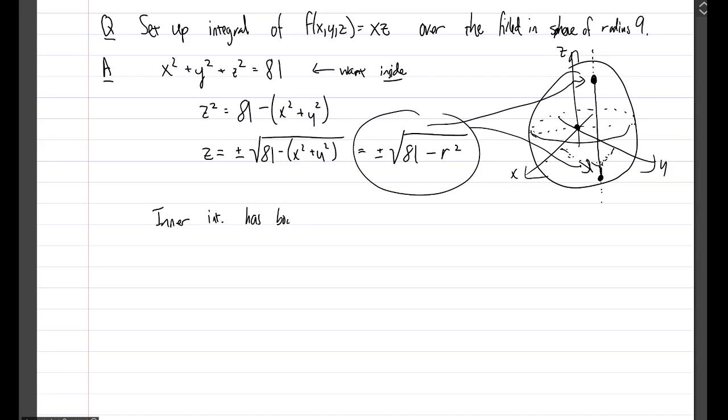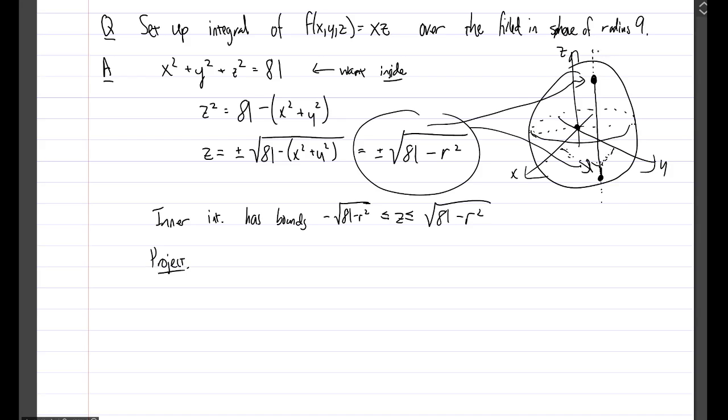So the innermost integral has bounds. We'll set it up like this. The lower one, with the minus sign here, is this lower point. So z goes from minus root 81 minus r squared all the way up to plus root 81 minus r squared.